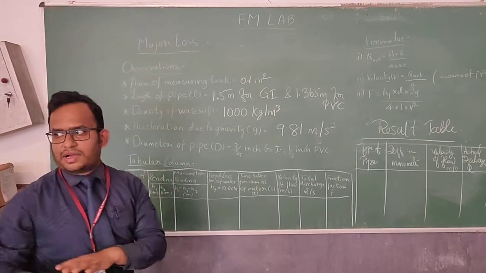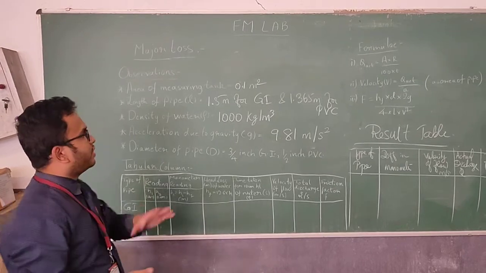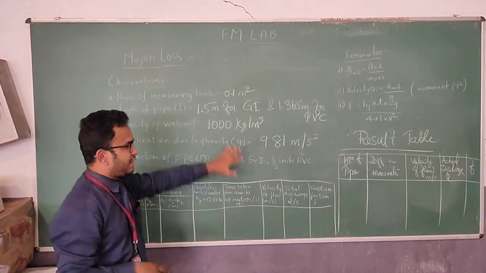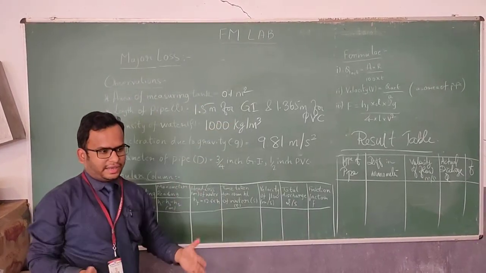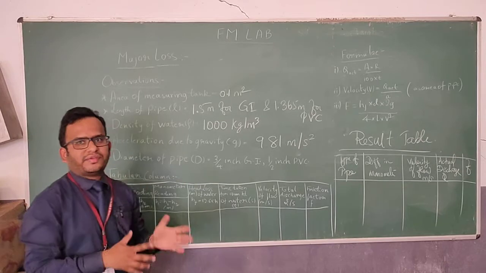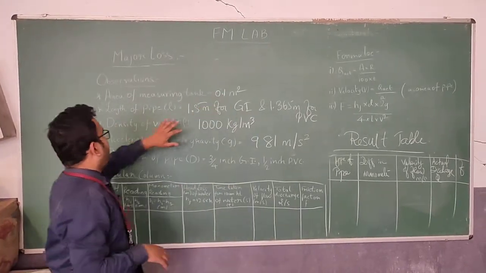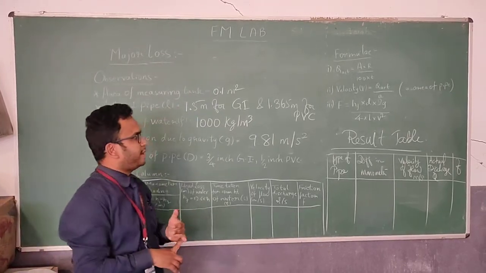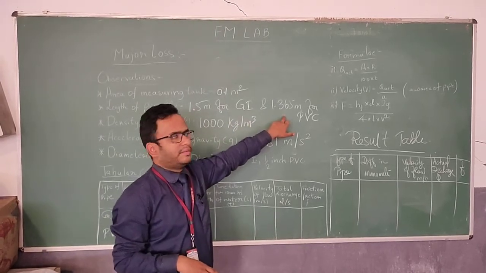Okay, so we have shown you just a demonstration of the experiment. So now we'll go with the calculation part. The observations are like this. The first thing is the area of the measuring tank, in which we were discharging the water. That area is 0.1 meter square. The length of the pipe: there are two pipes, one GI pipe and one PVC pipe. GI pipe length is 1.5 meter and PVC pipe length is 1.365 meter.